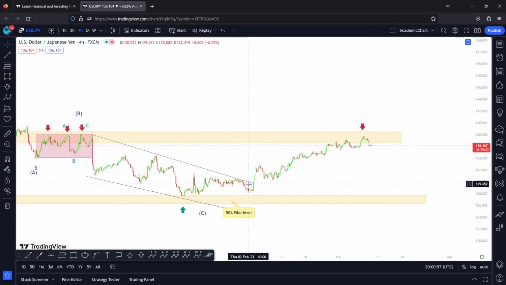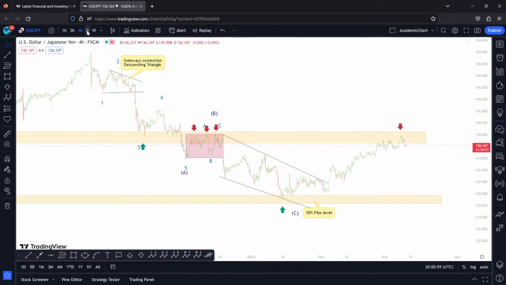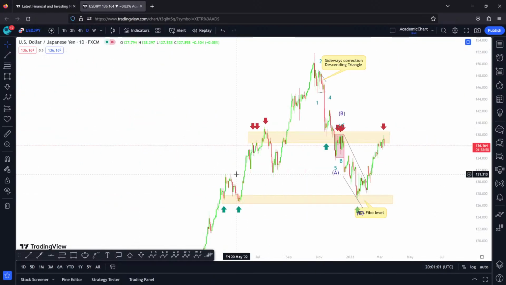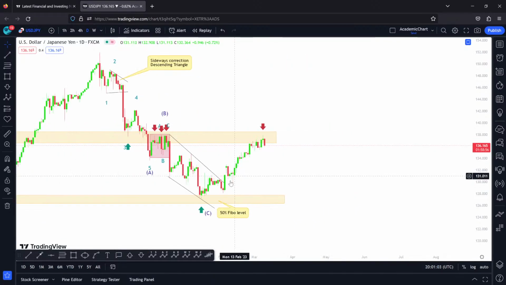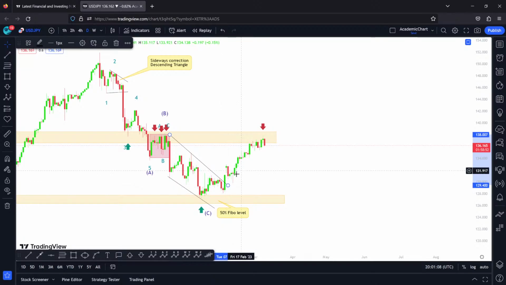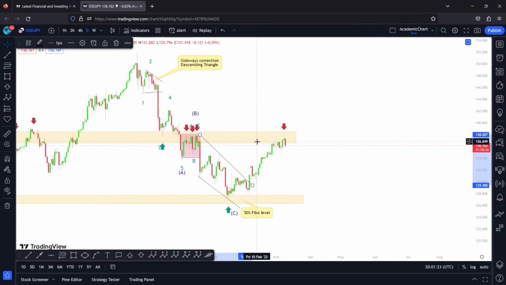So it is enough. Come back to daily. We saw enough about the details of these waves. We can see that this channel in the end just broke because it reversed from this very important support, 15% Fibonacci level, and just bounced up to this very strong resistance zone as well.